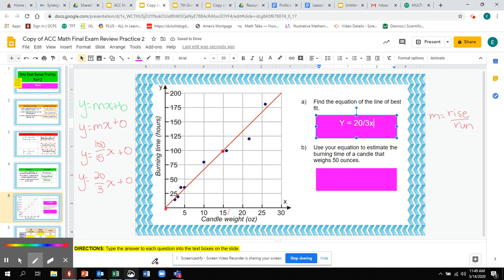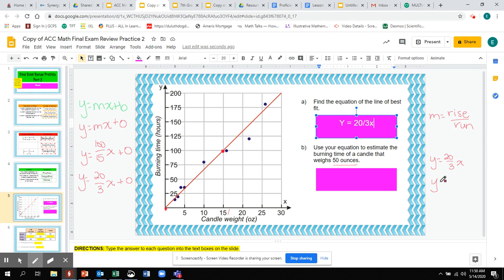Now I need to use this equation to estimate the burning time of a candle that weighs 50 ounces. So if I notice, my candle weight is my x-axis. So this is telling me that I have a weight of 50 ounces, or I have an x value of 50. So I'm going to take that and plug it into the equation I found. And that equation was y equals 20/3 x.